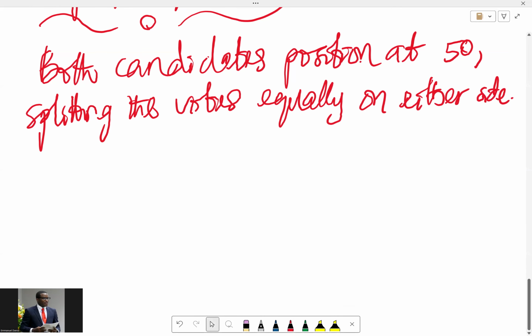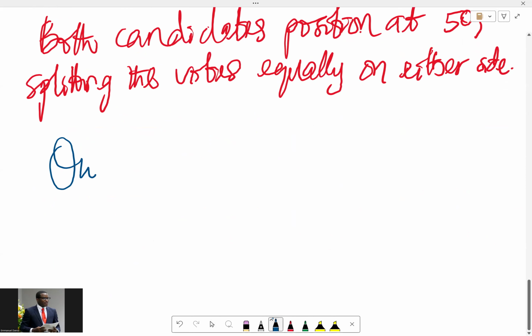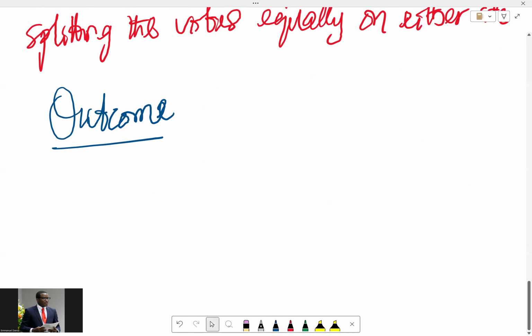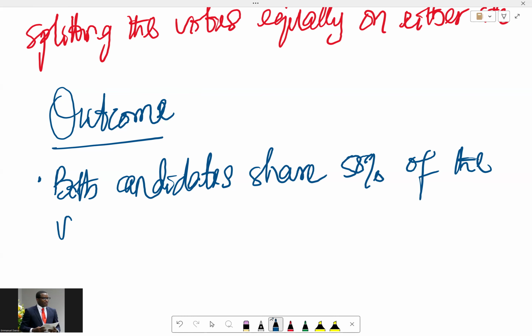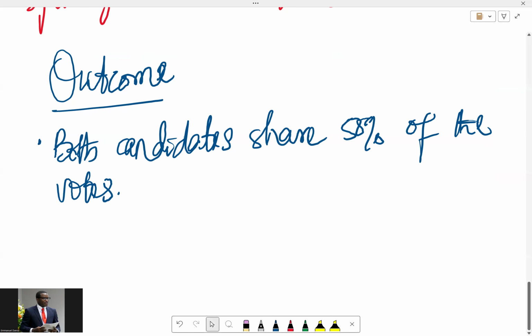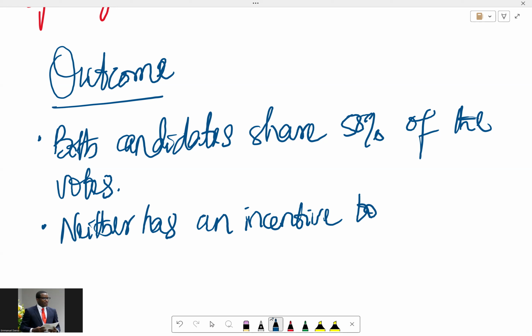Okay, so then we can talk about the outcome. What does the outcome look like in this situation? Here we see that both candidates share 50% of the votes. Then next, neither has an incentive to deviate from 50.